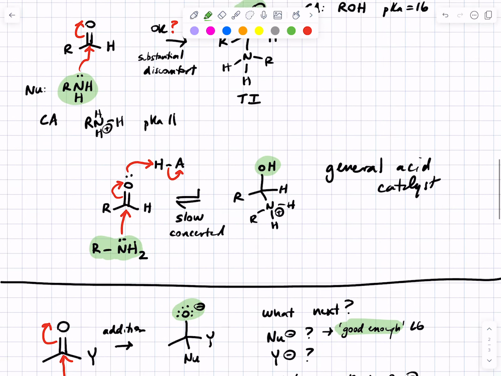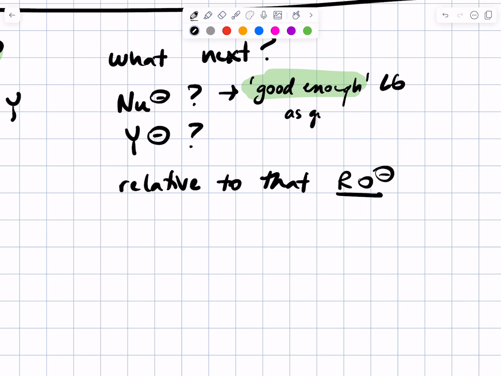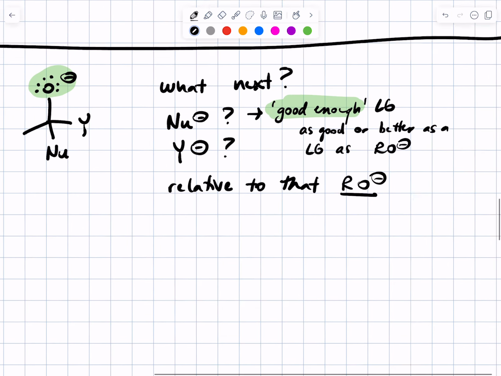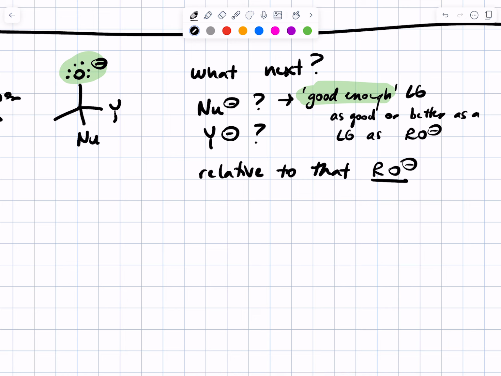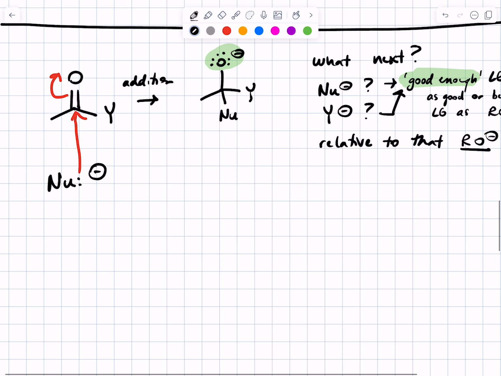That is, good enough leaving group means as good or better as a leaving group as a negatively charged oxygen. Okay? Is the nucleophile a good enough leaving group relative to a negatively charged oxygen? Is the Y group a good enough leaving group relative to a negatively charged oxygen? So let's answer the first question. Is the nucleophile a good enough leaving group relative to a negatively charged oxygen?